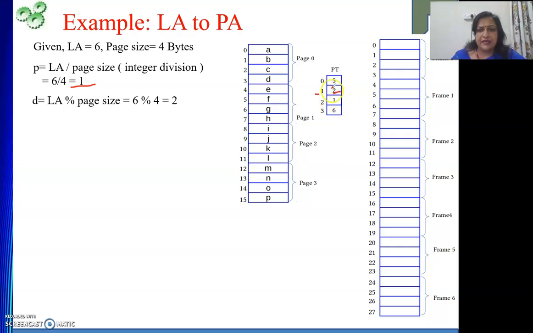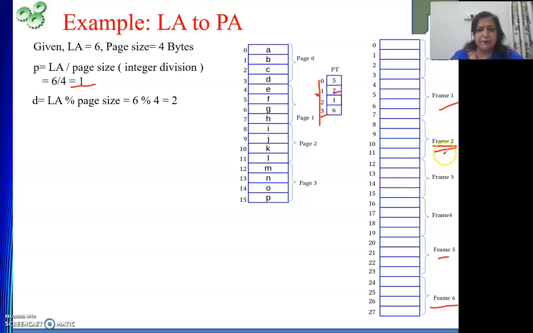So see, here in the page table, the 4 pages belonging to the process are anywhere in the memory. Page number 0 is in frame number 5. Page number 1 is in frame number 2, and then page number 2 is in frame number 1. Then page number 3 is in frame number 6. So they are anywhere in the main memory. Now I'm coming back to my example. For page number 1, the frame number is 2. So here it is frame number 2.